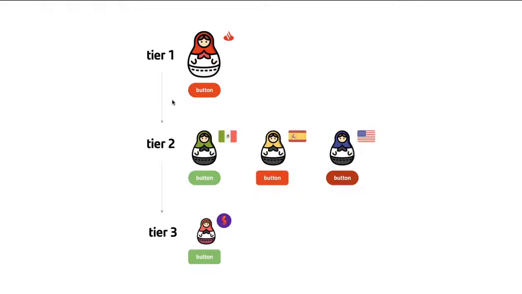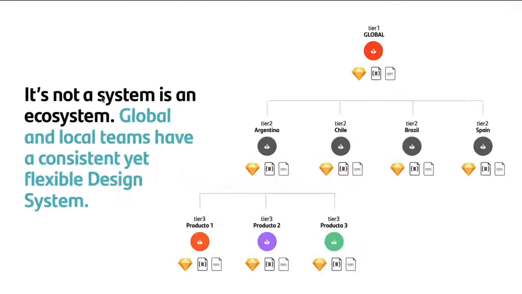With this, we divide our design system in different tiers so we can have one button that is transformed into different variations according to every context or product. That's why I insist this is not just a design system, but a global ecosystem. It's both flexible and consistent. And well, there are many, many points that we could be talking about, all the characteristics and all the features that are in our design system.